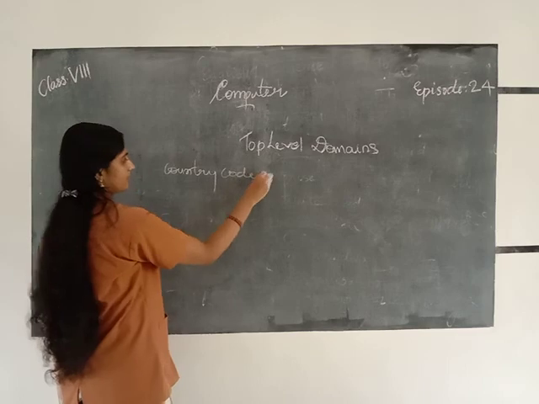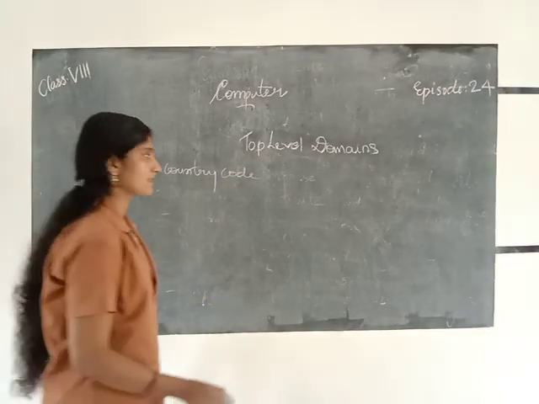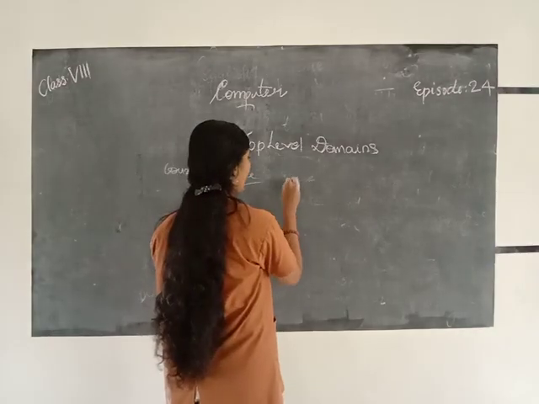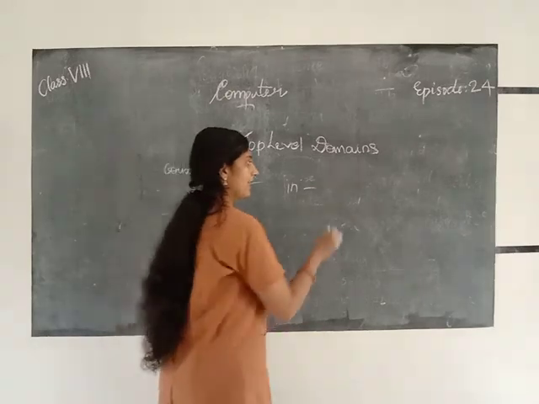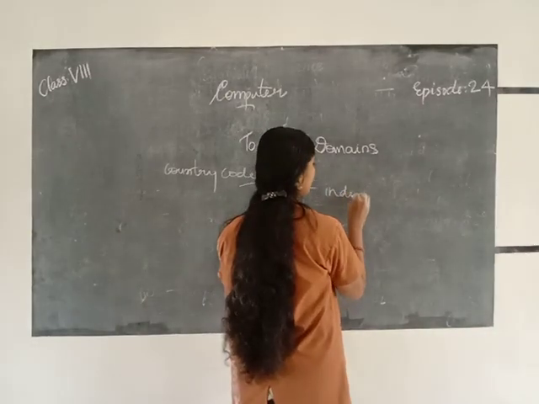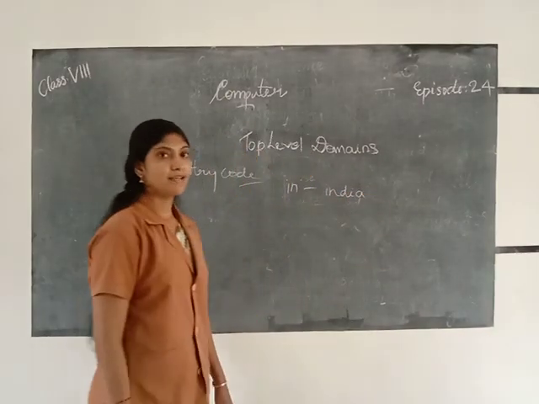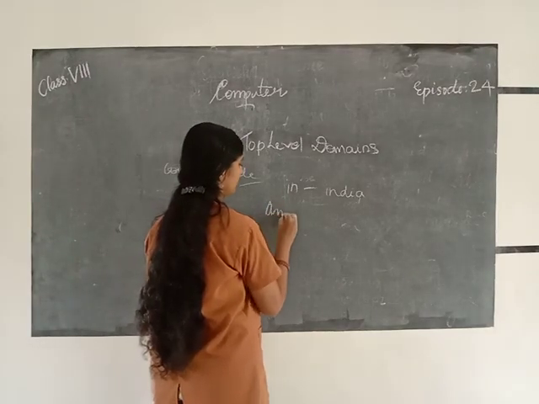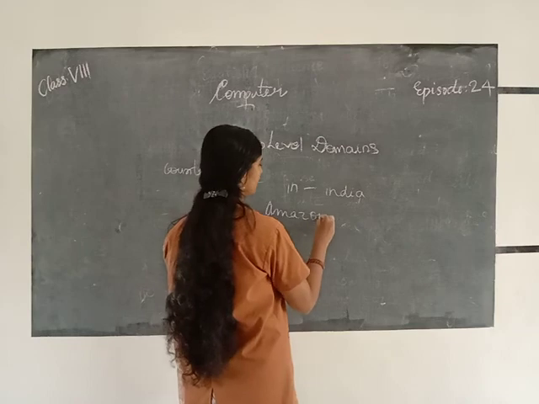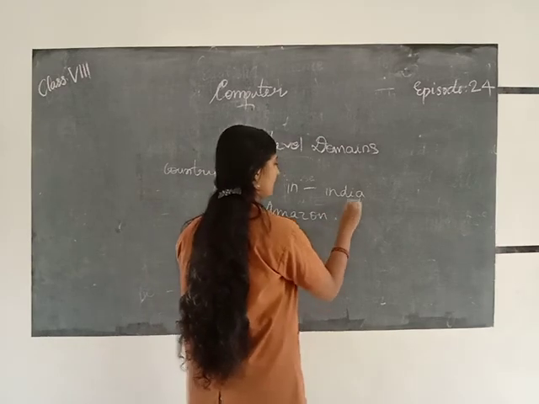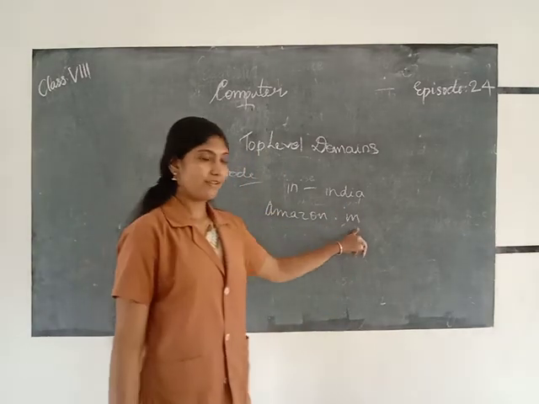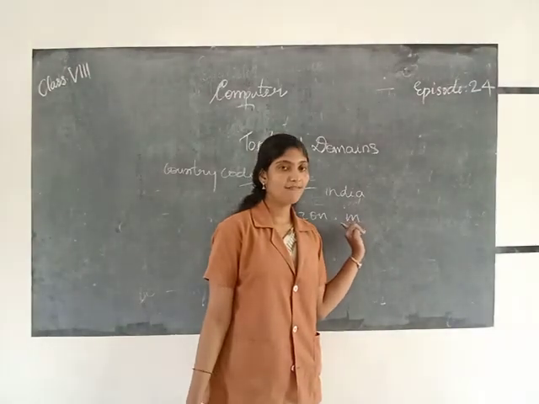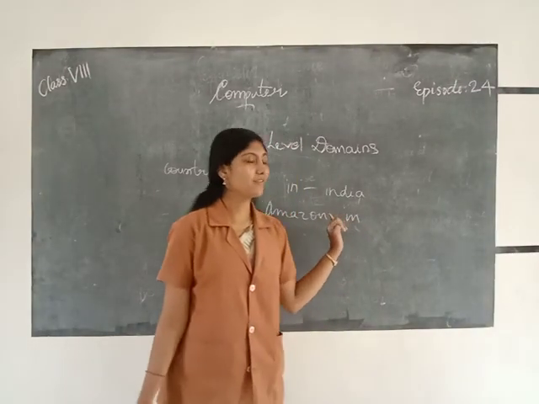The country code and its domain name or description. So IN is the Indian country code. For example, Amazon.in. That means .in is the top level domain.